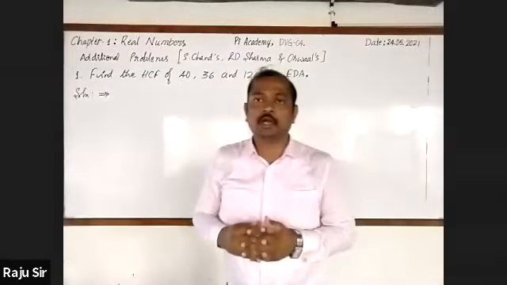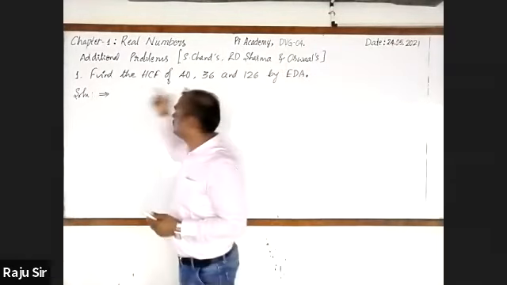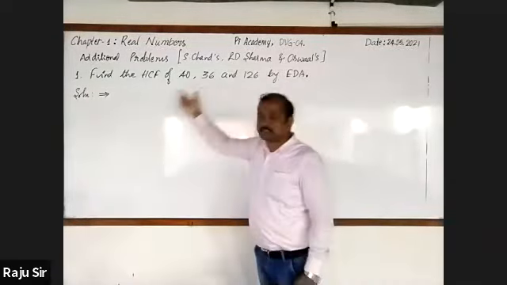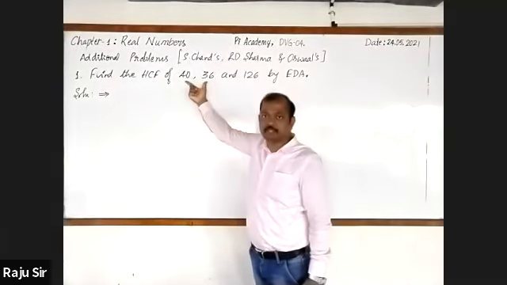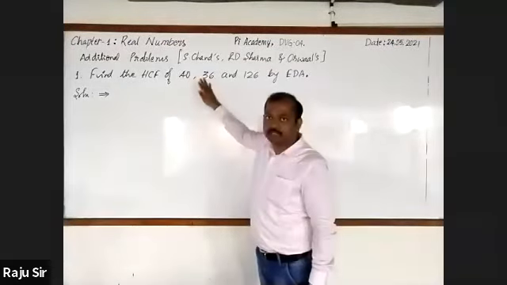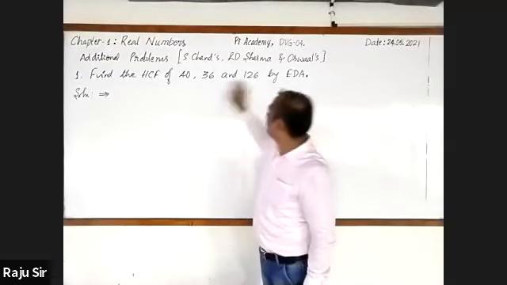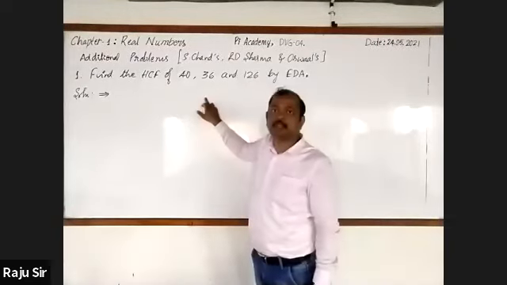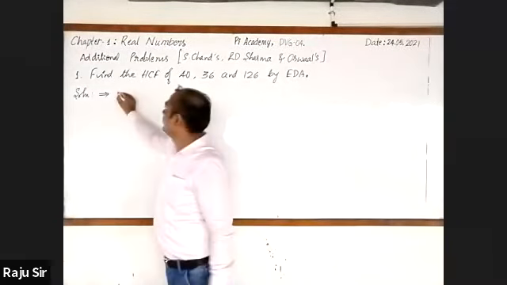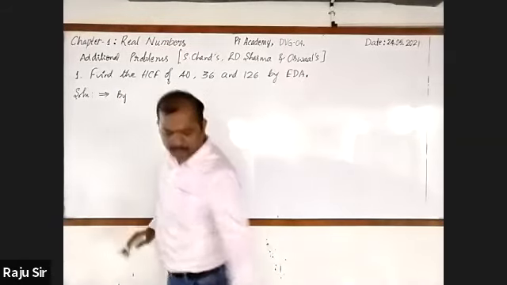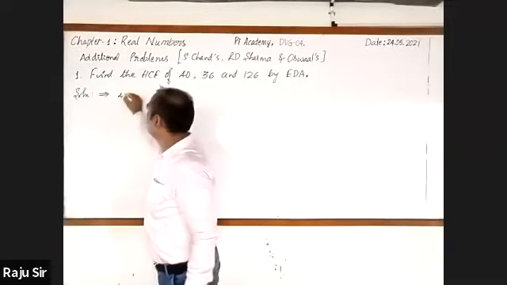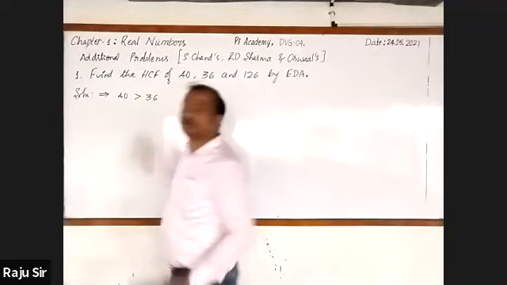You all know how to find the HCF of 2 positive integers. Let's use the same. First, I'll take 40 and 36 and find the HCF of these 2 numbers. Whatever HCF we get, we take that number and 126, and then find the HCF of these 2 numbers. First, I'll take 40 and 36. You all know that 40 is greater than 36.